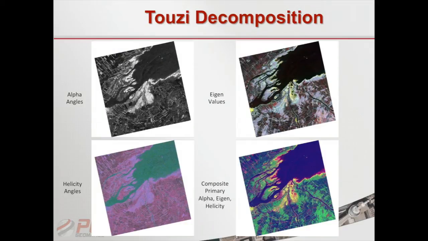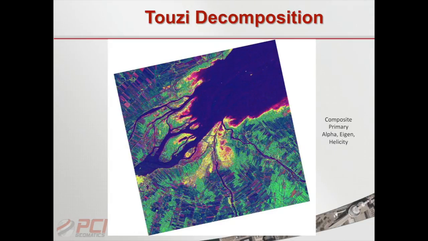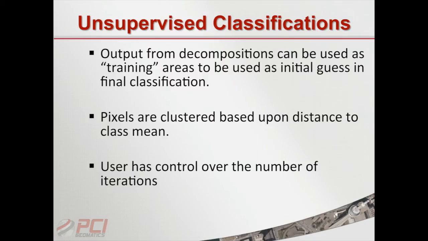And again, you put them all together. So here are the alpha angles, here are the eigenvalues, the helicity angles, and you put them all together, and you come up with a nice decomposition. It looks something like that. And again, each of these are interpreted differently. So you look at them one at a time and you draw your conclusions on what the various target types are. So again, I think the swamp is well delineated here in these yellow and red areas. I think the reds are, like I said, probably reeds or some structure that's standing vertically in the water.